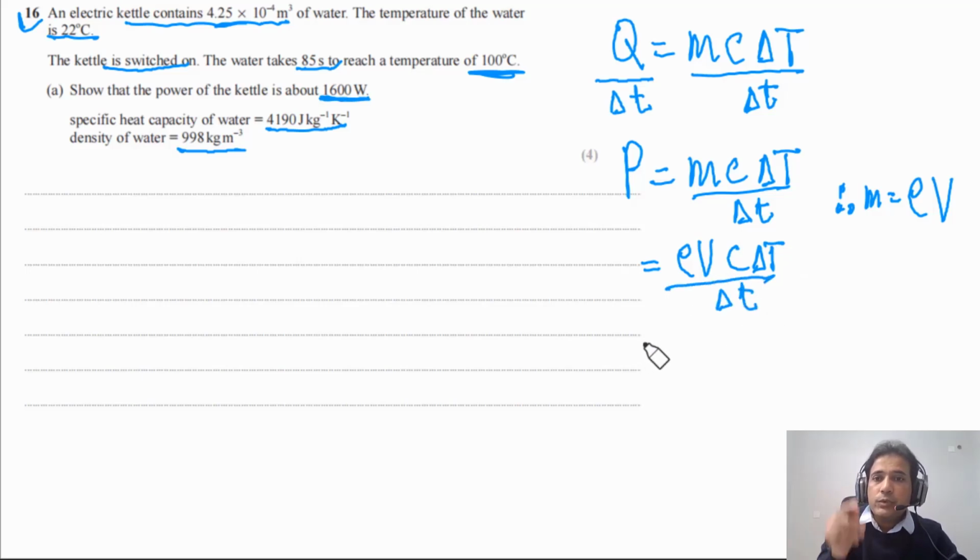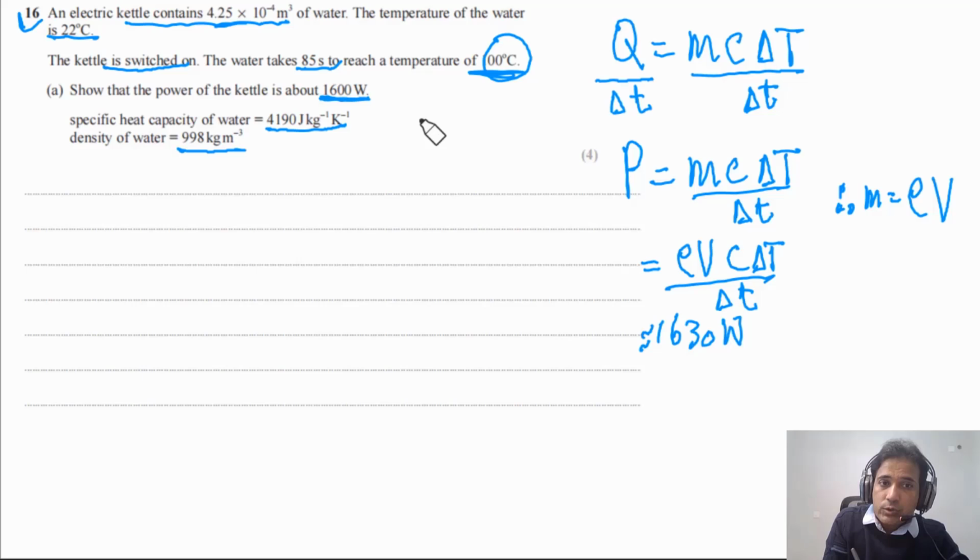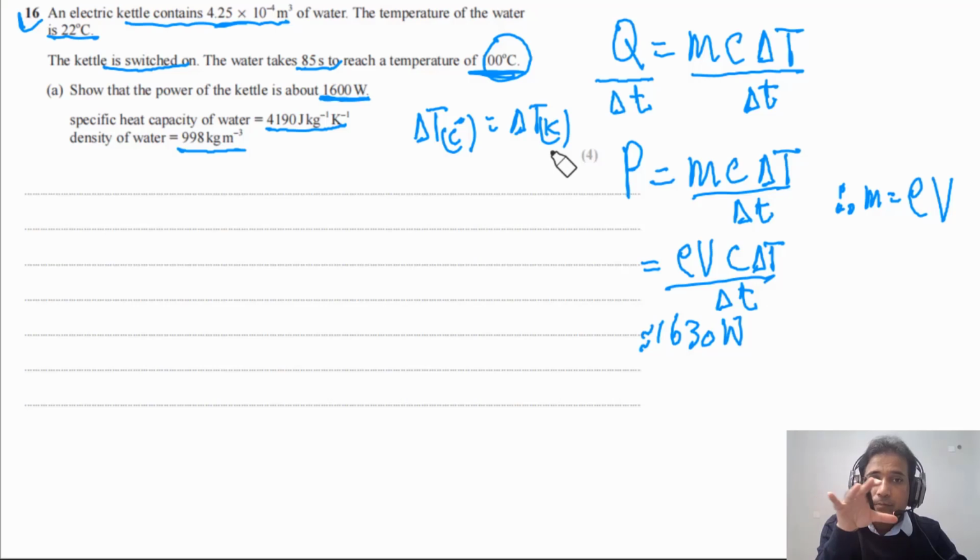So now simply we need to plug in values. And if we plug in values, our answer will be about 1630 watts. In this case, we don't need to change the units because the temperature is already given in degrees Celsius. But you need to understand that the difference in temperature in degrees Celsius is equal to the difference in temperature in Kelvin. So you can directly use temperature in degrees Celsius. And if you plug in values now, this will be the answer.